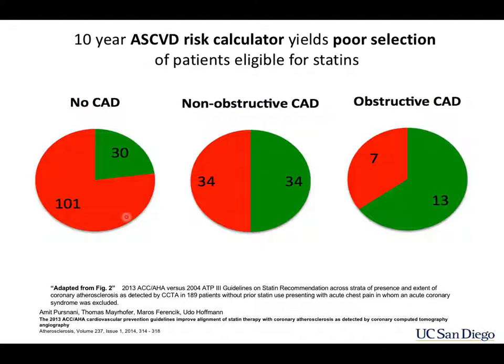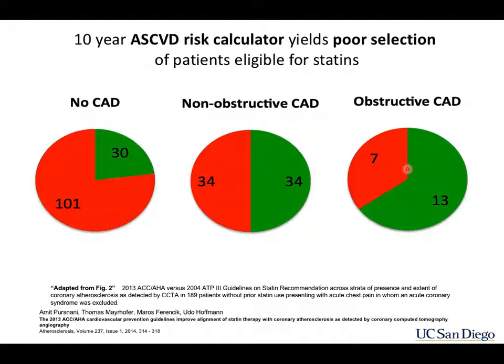The coloring here: green means the ASCVD calculator would put you on a statin. It reached a risk to put you on a statin. So out of the 131, 30 people in this group were appropriate for statin therapy. That was probably wholly based on their LDL level, which makes sense, right? You should put those people on a statin. In this group, they're growing coronary lesions. Only half of them, using this calculator, qualified to go on a statin. Well, that's crazy. All of these people should be on a statin, right? So you're missing 50% of the people in this group.